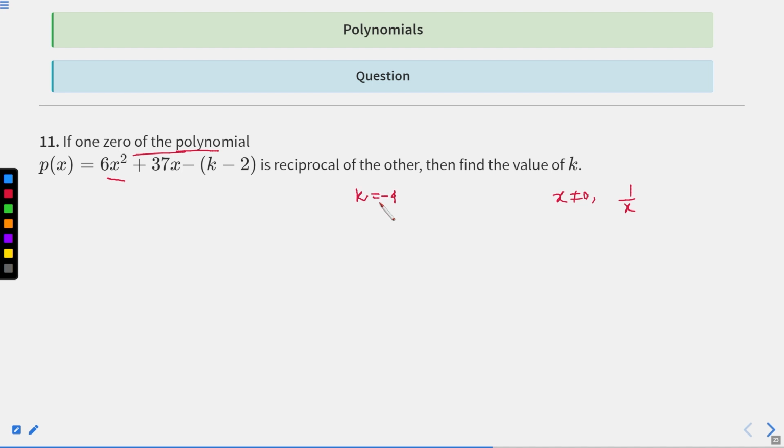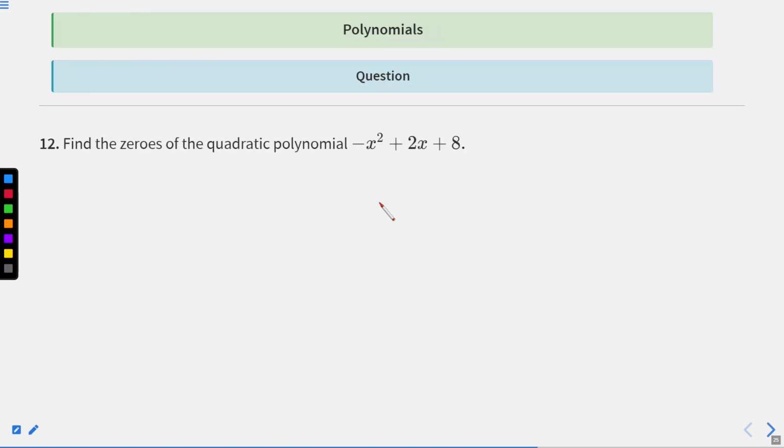Now let us move to question number 12. So for question number 12, we have to find the zeros of the quadratic polynomial minus x squared plus 2x plus 8. Okay, and we need to find the zeros of this quadratic polynomial. So students, you have studied in your class 9 how to factorize a quadratic polynomial into two linear factors.